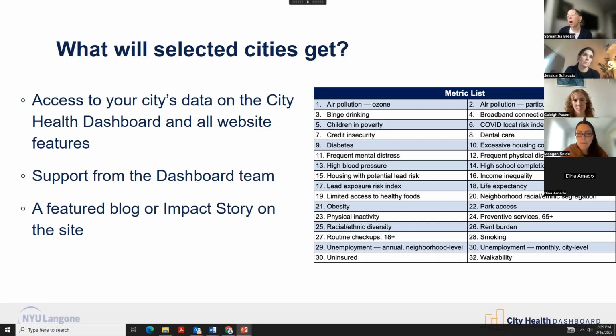And then finally, a featured blog or impact story on the site. We love hearing from users and figuring out how the data is working for them. And we want to highlight those stories when we're able to. So if a blog or an impact story is something that you would be interested in, we want to highlight the work that you guys are doing.